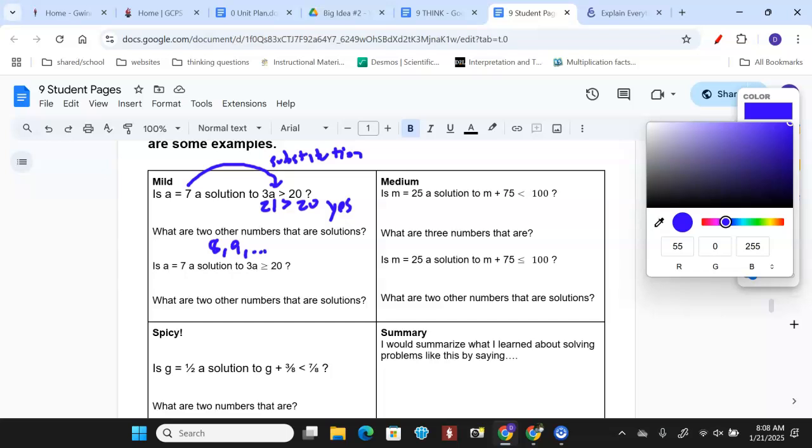I only ask for 2. Anything above 7 ought to work. Some of you like to jump to really huge numbers to be really obvious about it, like 100. 3 times 100, obviously more than 20. So that's a fine one too. However you want to do it, it's okay.